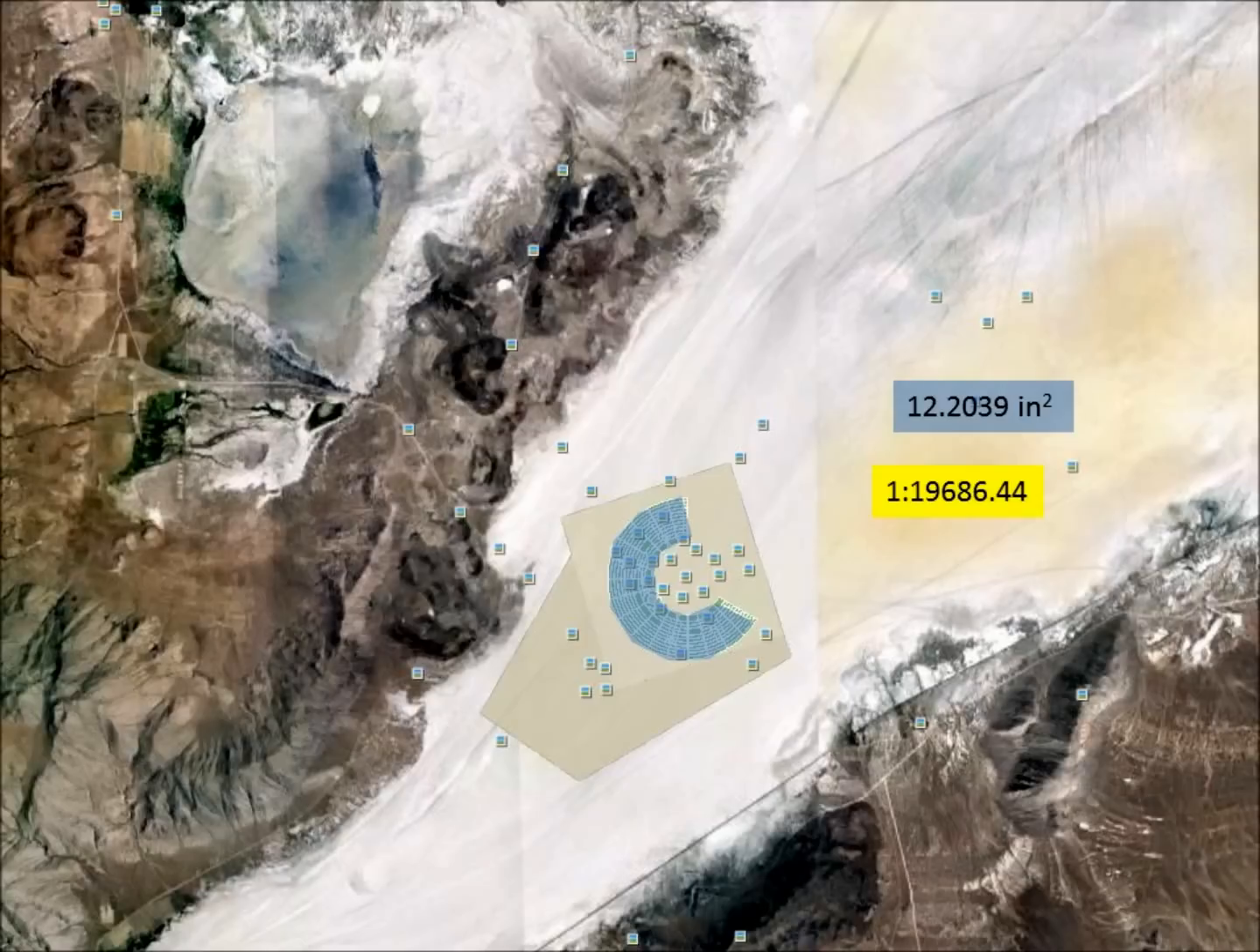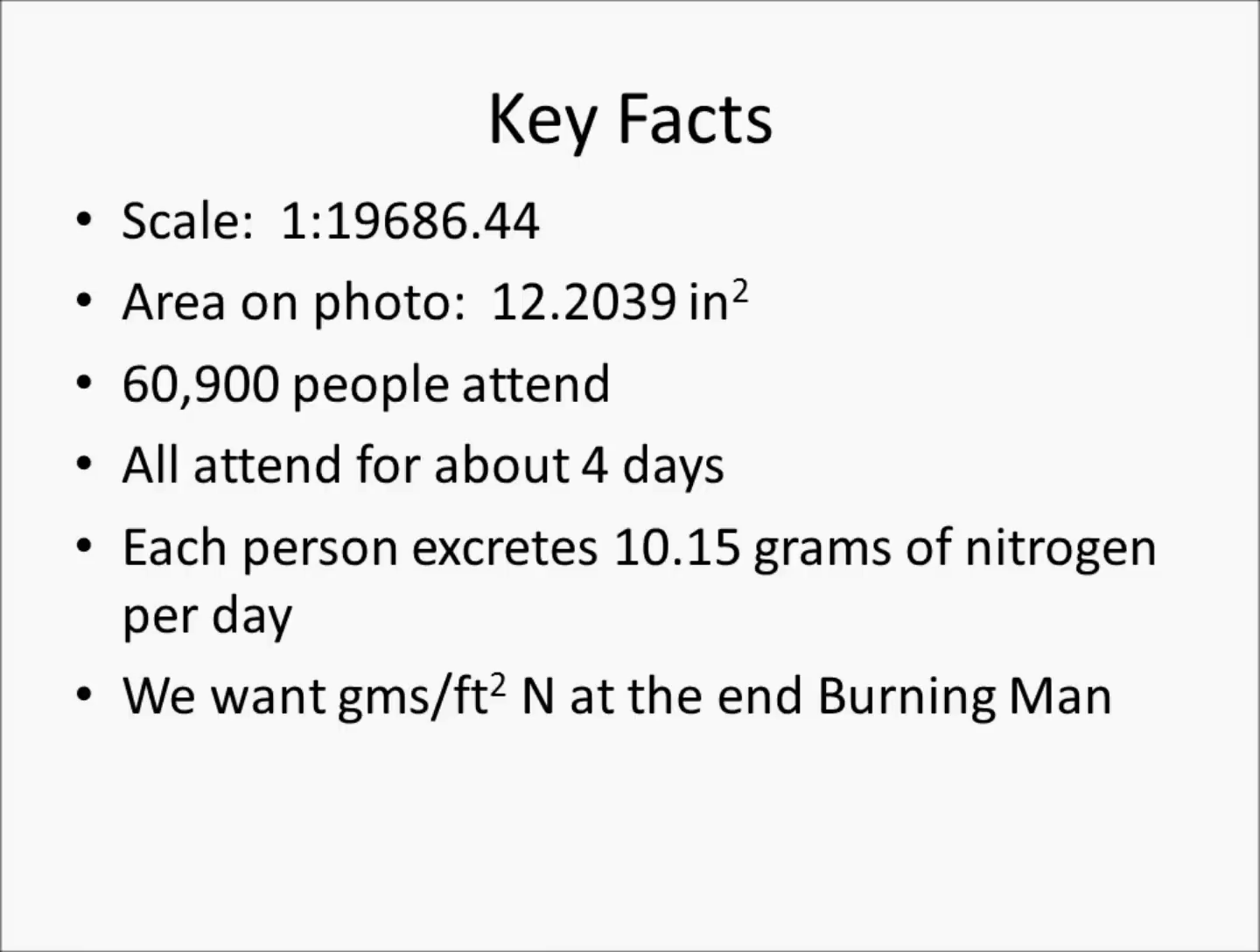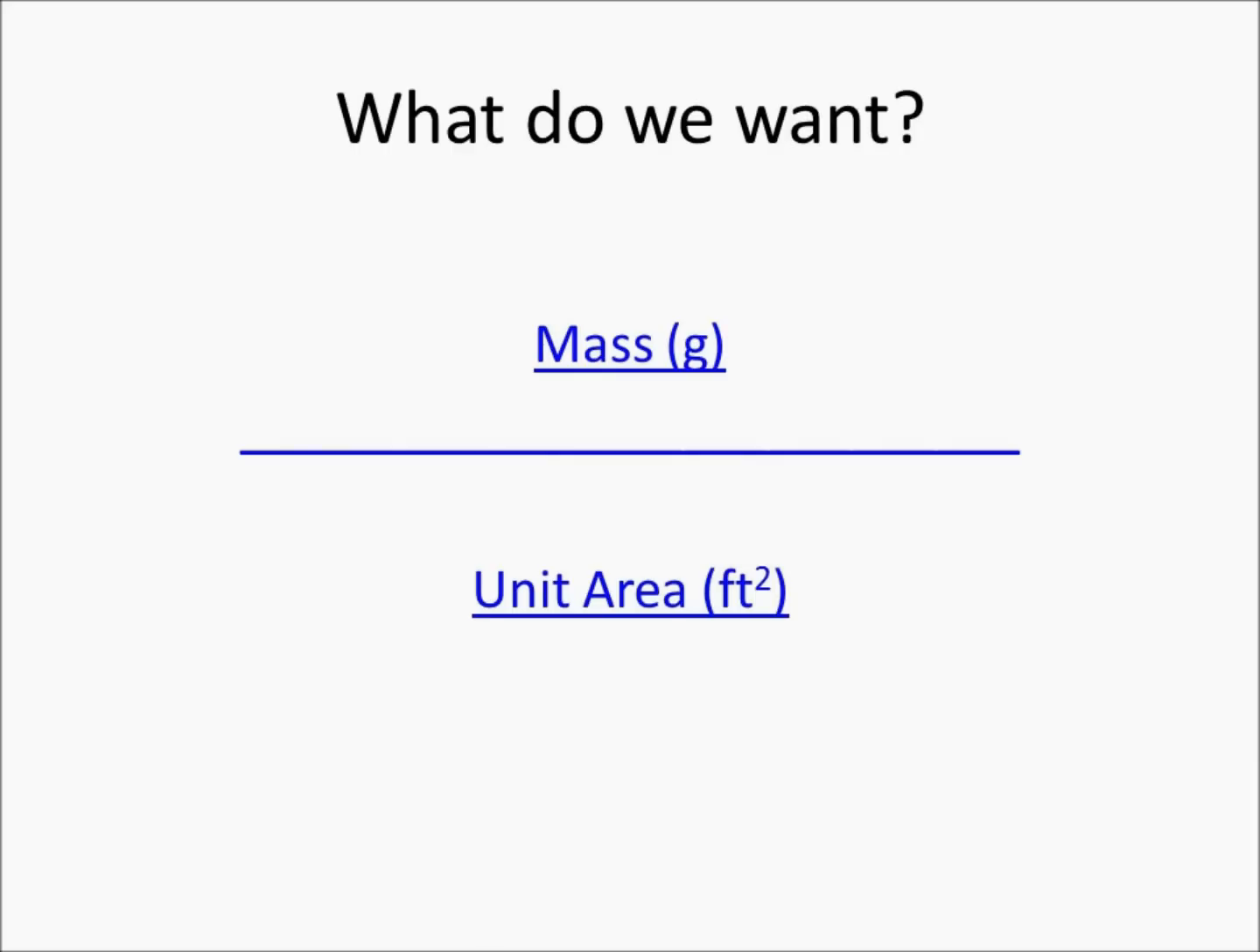And so now when we look at that, we have our scale: 1 of anything, whether it's an inch or a foot, is equal to 19,686.44 of the same things on the ground. We have all the information that we need to carry out the calculation. We have the scale, we have the area on the photo, we have the number of people who attend, we have the length of time that they attend, and we have the average amount of nitrogen that they excrete per day. And what we want, in the end, is the grams per foot squared of nitrogen deposited potentially by the end of Burning Man.